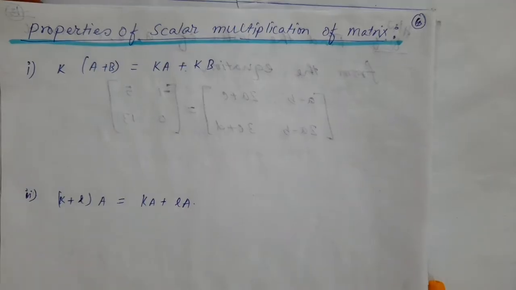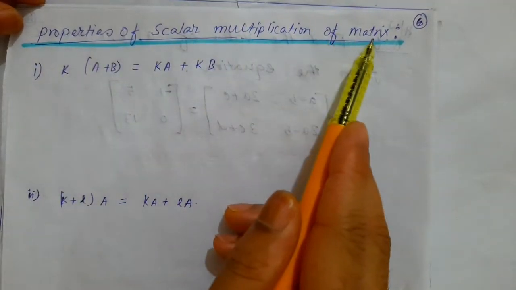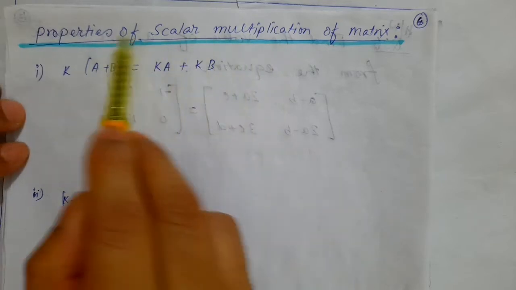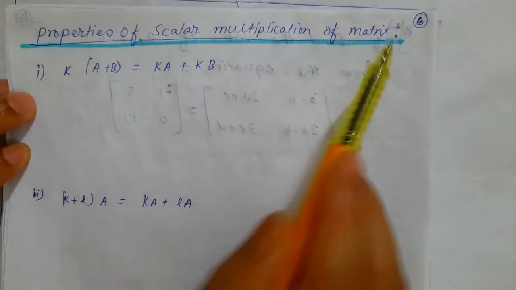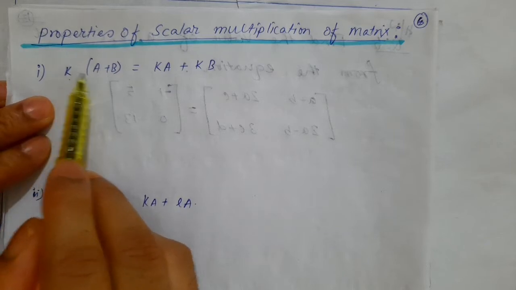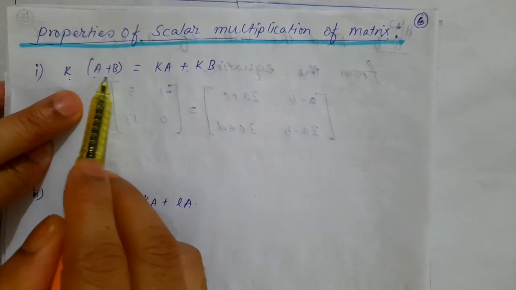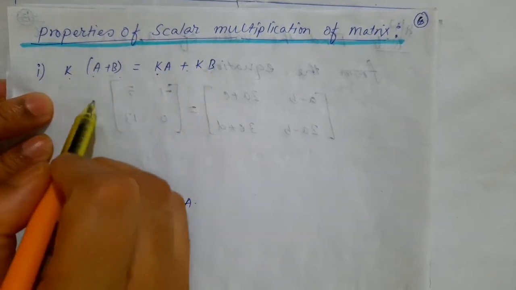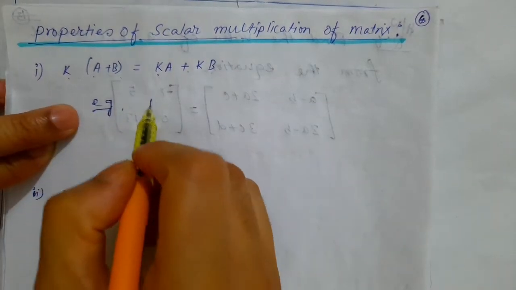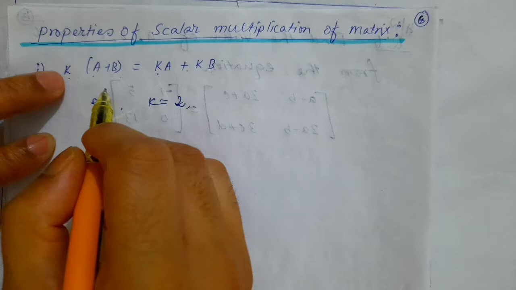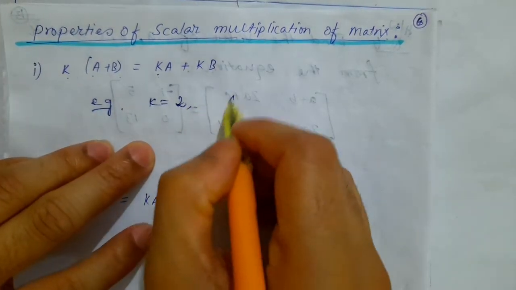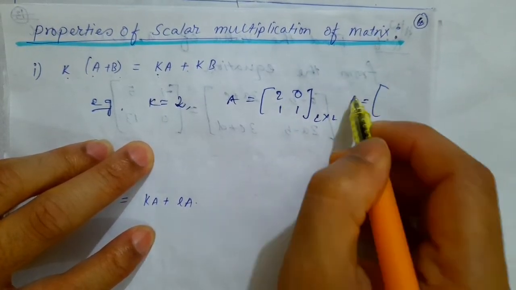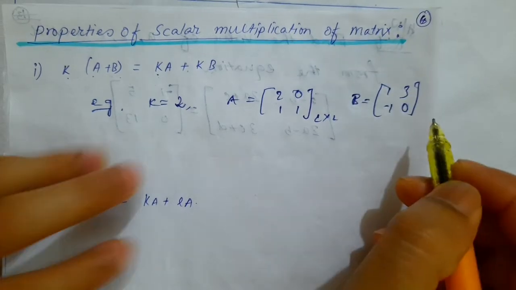Now we will discuss properties of scalar multiplication of a matrix. We already discussed how a scalar is multiplied with a matrix. Suppose a constant k is multiplied with the sum A plus B. Then the constant is multiplied with both the matrices. We can explain with the help of an example. Suppose k equals 2, the scalar value. A is the 2 by 2 matrix [2 0; 1 1], and B is also a 2 by 2 matrix [1 3; -1 0].